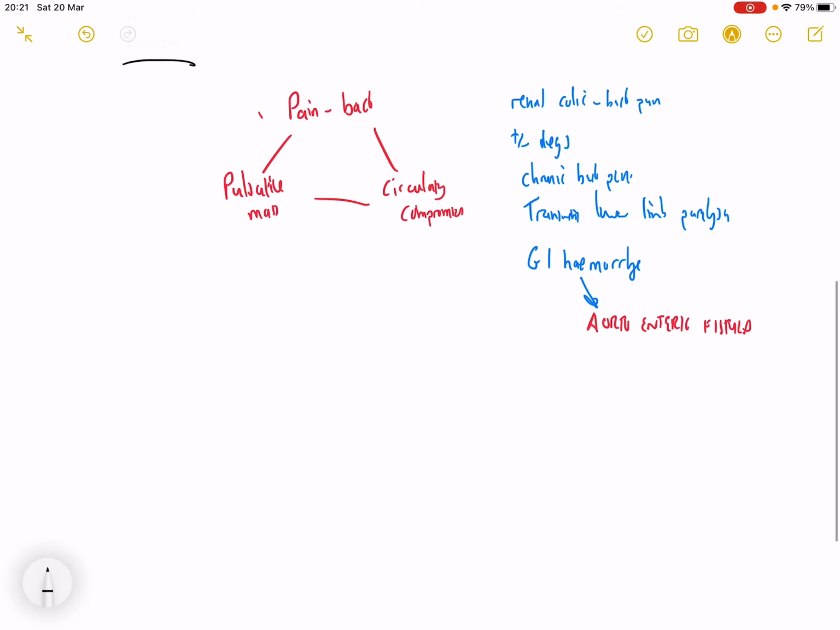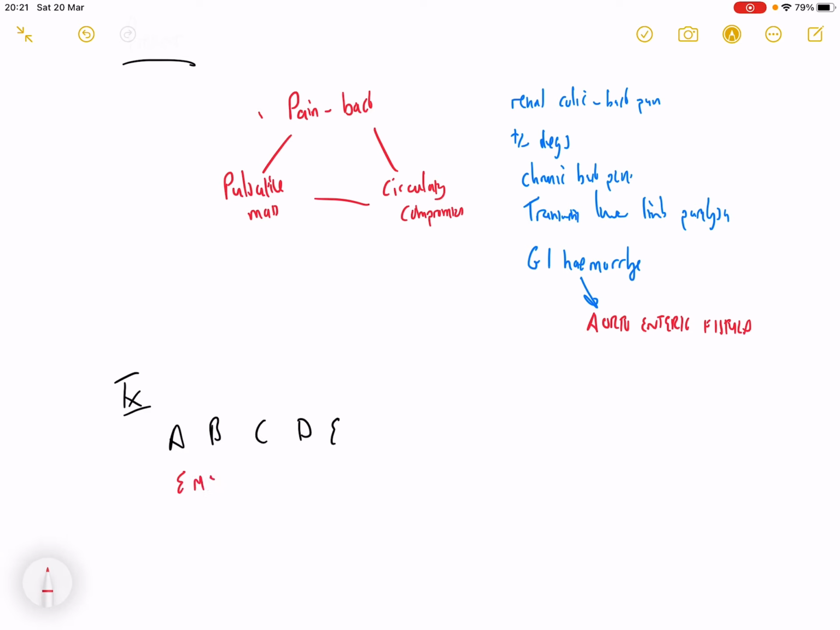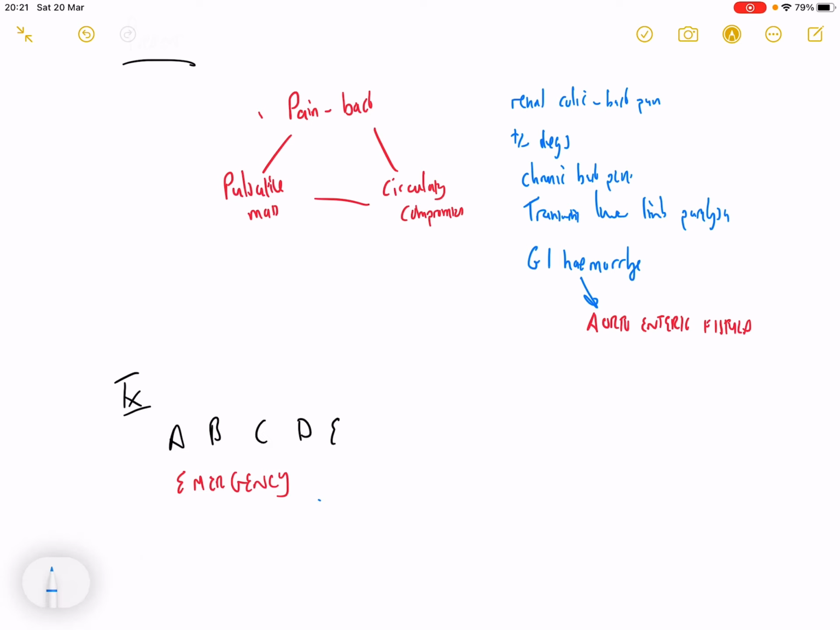So what are the treatment options? Well, A, B, C, D, E. This is an emergency, and they need to go to theatre as soon as possible. And you don't delay the surgery in order to do investigations such as scanning.